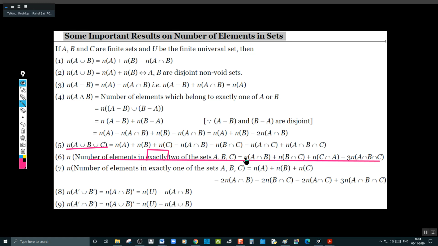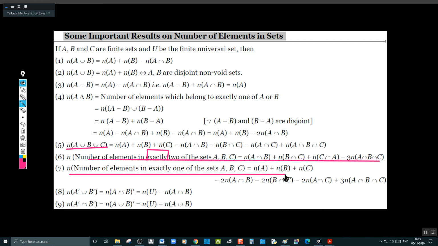A intersection B means present in both A and B, or present in both B and C, or present in both C and A, but not in all three. Then you have to subtract it 3 times. Anyway, we'll see that again in the problems.